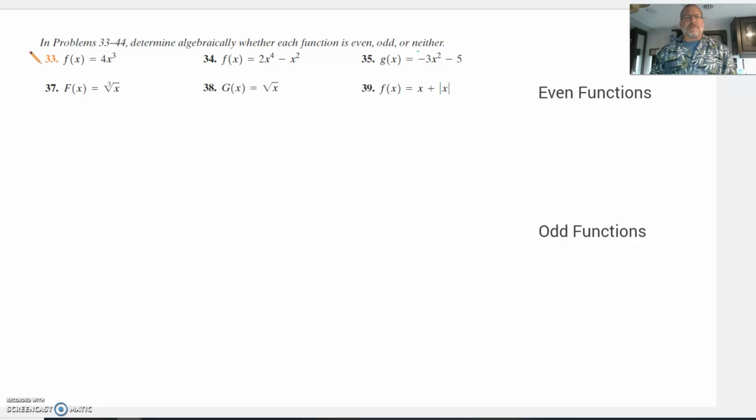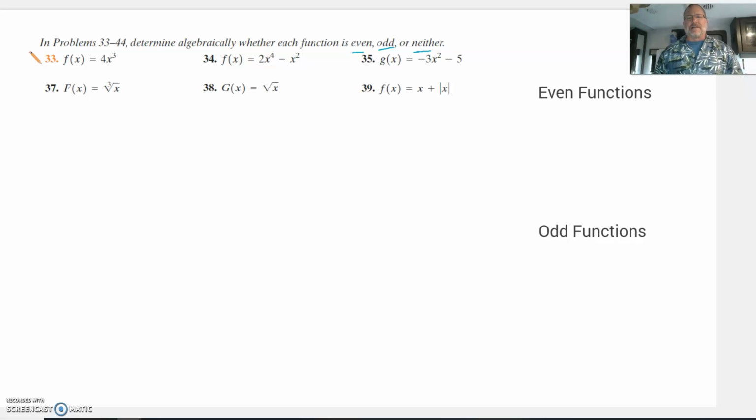Hi, my name's David. I'm going to be going over even, odd, or neither types of that style of function. A function is considered even, odd, or neither. There's a graphical implication that's very key, and I'll try to tie that in.